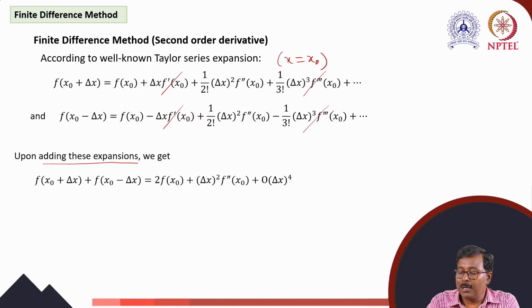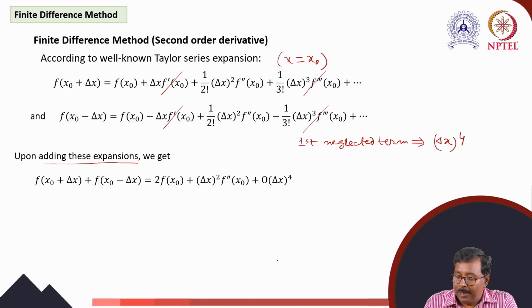Suppose higher order terms we are neglecting. What is the first neglected term? The first neglected term is in the order of delta x to the power 4. So that's why for the rest of the terms we have written plus error. The error is of the order of delta x to the power 4.